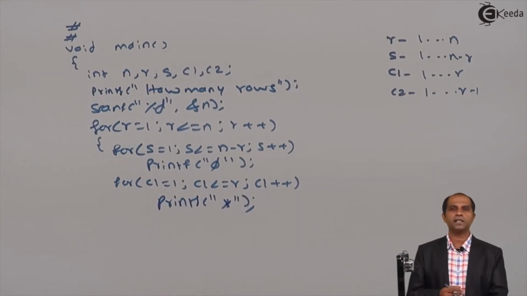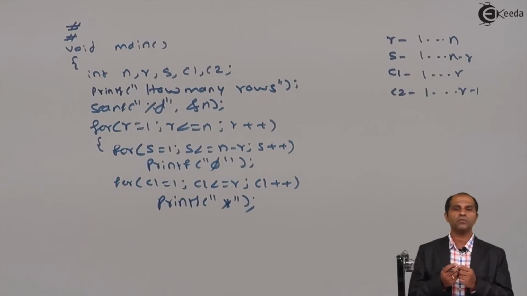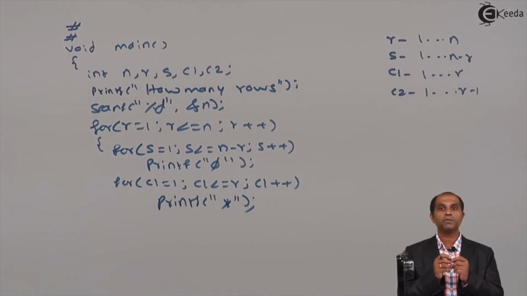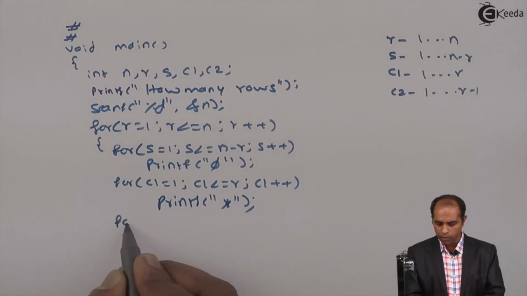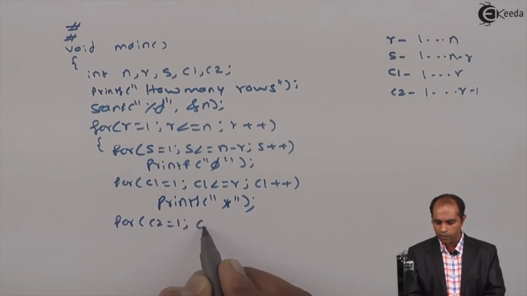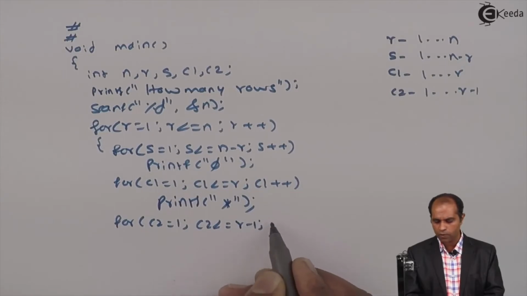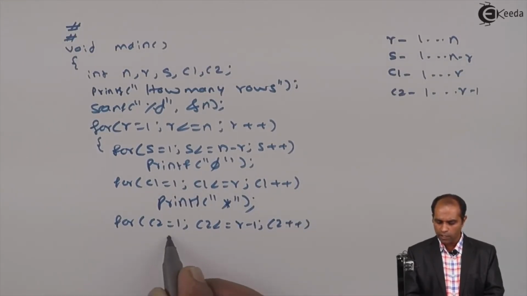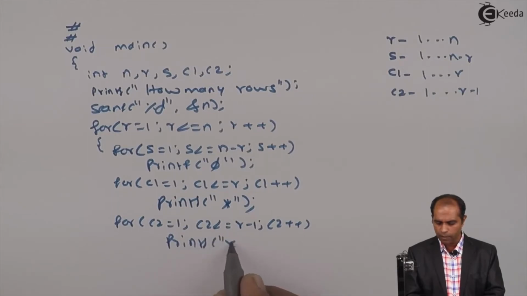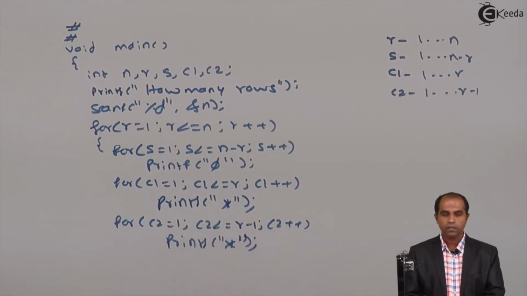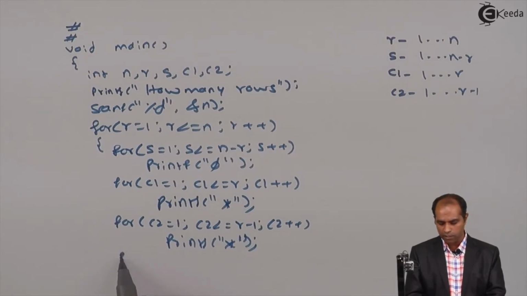When C1 completes this task, what character has to be printed? Again an asterisk, but this time I'm supposed to print it using C2 loop. Let's print C2. For C2 equals to 1, C2 less than equals to R minus 1, C2 plus plus. So again I'm supposed to print an asterisk. So here I'll say printf an asterisk. Once C2 has printed its asterisk, before I go back and change the value of R, you should get the control to the next line. So I'll say printf \n, and then end the program by using getch command.